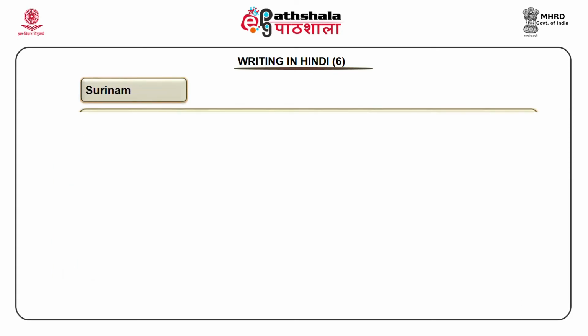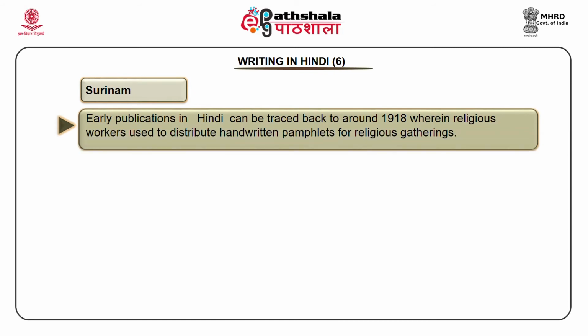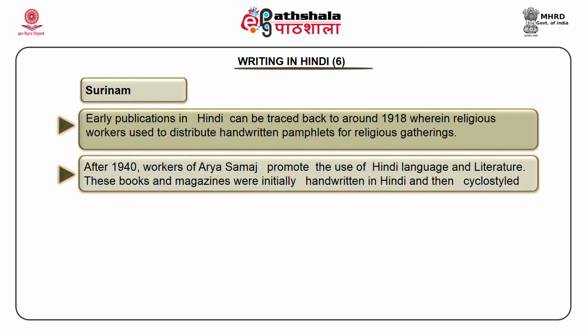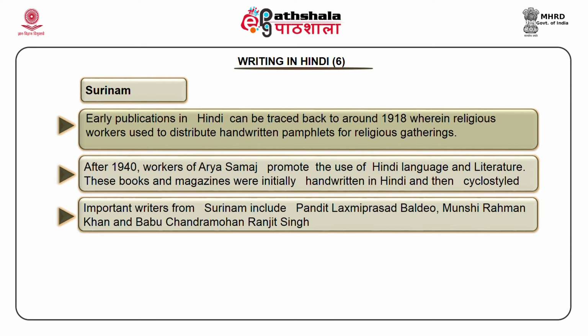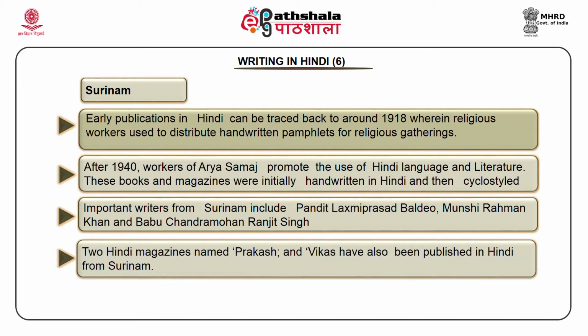First, Suriname. Early publications in Hindi can be traced back to around 1918, wherein religious workers used to distribute handwritten pamphlets for religious gatherings. After 1940, workers of Arya Samaj promoted the use of Hindi language and literature. These books and magazines were initially handwritten in Hindi and then cyclo-styled. Important writers from Suriname include Pandit Lakshmi Prasad Baldev, Munshi Rahman Khan, and Babu Chandramohan Ranjit Singh. Two Hindi magazines named Prakash and Vikas have also been published in Hindi from Suriname.